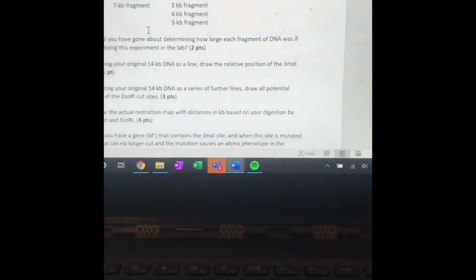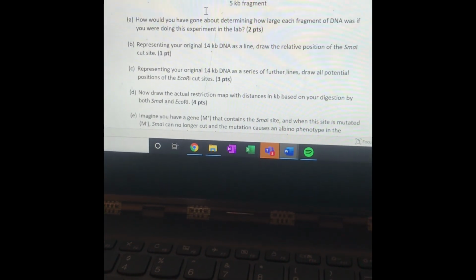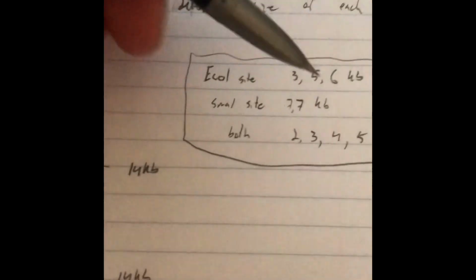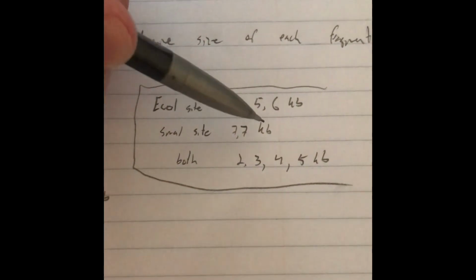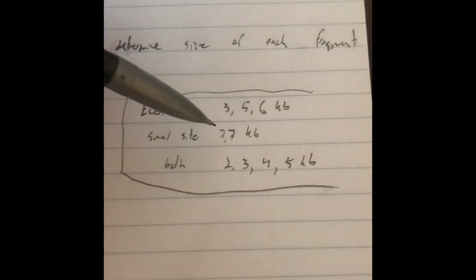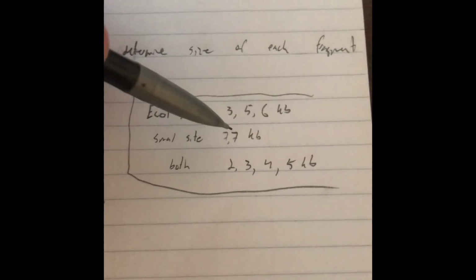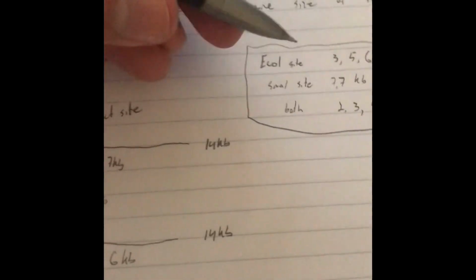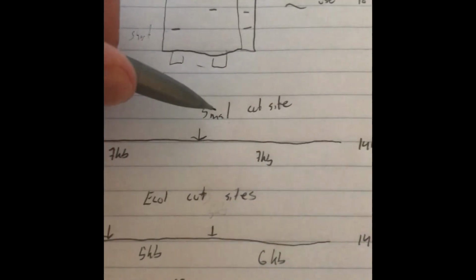So for B, we have representing your original 14 kilobase DNA as a line. Draw the relative positions of the SmaI cut site. So this one's simple enough. Over here we see that there's 7,000 base pairs, so there's just one cut happening here. There's two sections, and easy enough, half of 14 is 7, so it's going to be right in the middle, and that's our SmaI cut site.